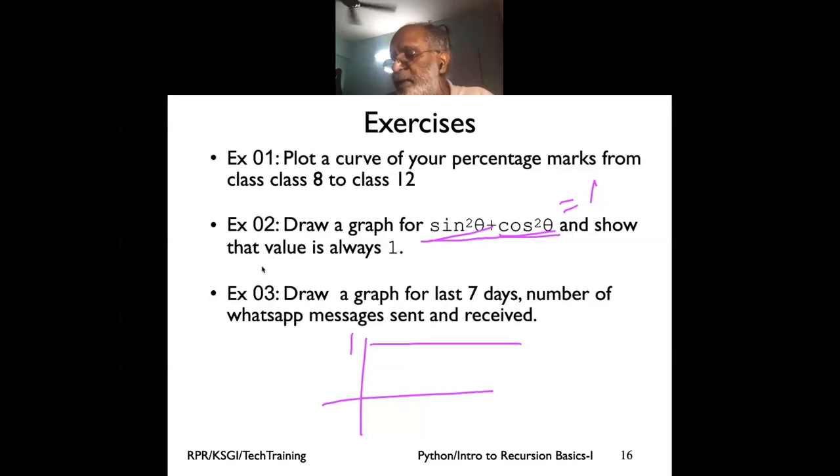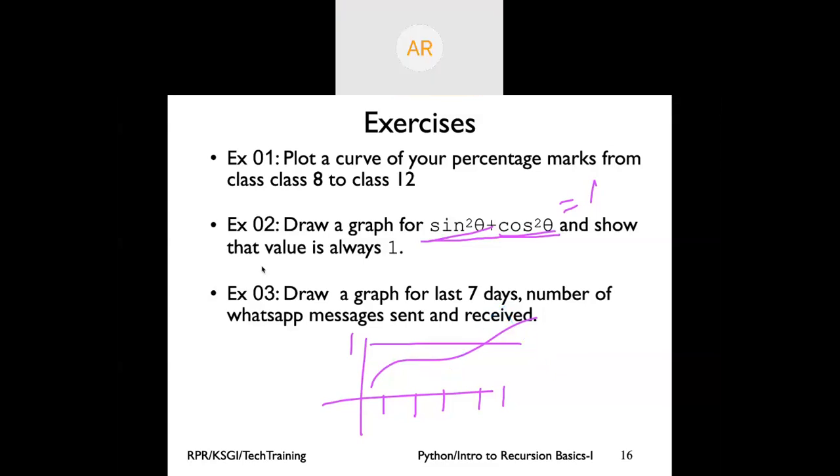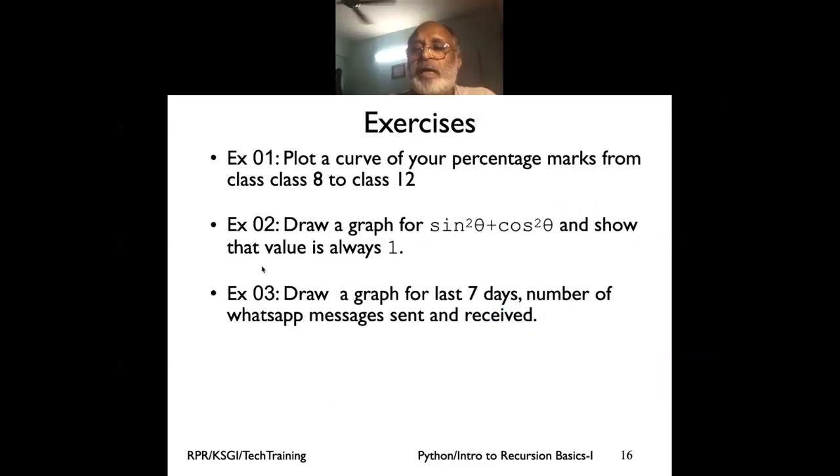Similarly, just to get experience, you all use WhatsApp. For the last 7 days, day 1, day 2, day 3, day 4, day 5, plot one graph for how many messages you sent and how many messages you received. Count the number of messages you sent and received and plot a graph. Simple exercises. Once you understand, each shouldn't take more than half an hour. Any questions? If no, then I'm done for today.